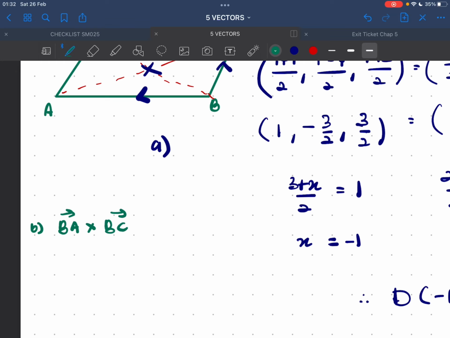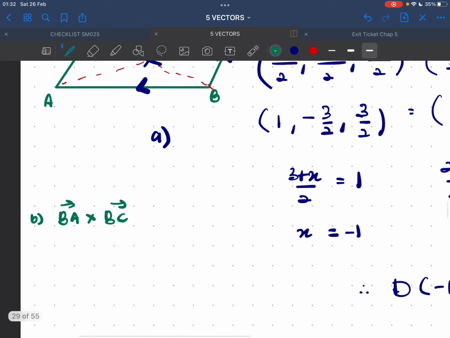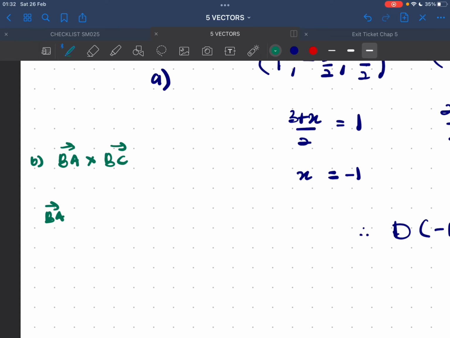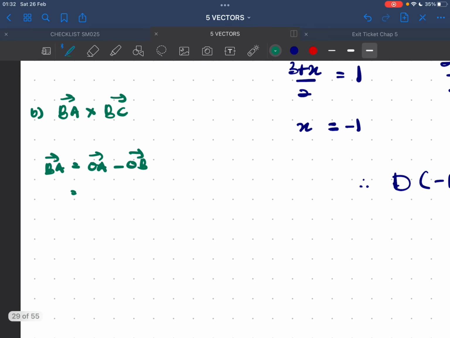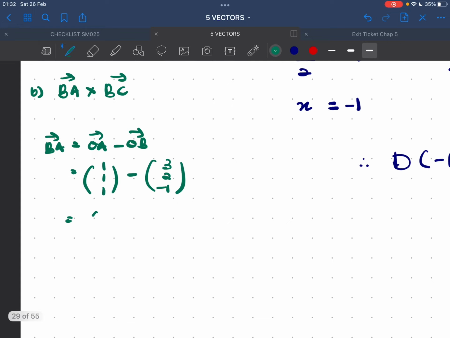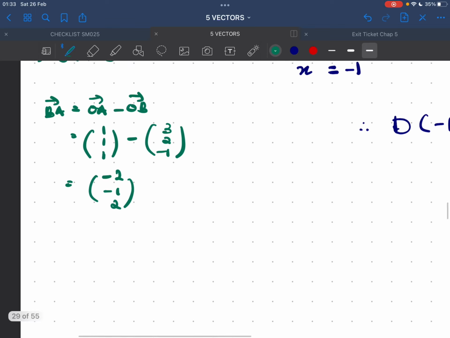But we don't have BA and BC, so you have to find the direction vector first. So let's find the direction vector of BA. Here we have OA minus OB, where A here is 1, 1, 1 and B is 3, 2, negative 1. So 1, 1, 1 minus 3, 2, negative 1. So here we have BA equals, 1 minus 3 we have negative 2, 1 minus 2 negative 1, 1 minus negative 1 we have 2. I hope I didn't make any mistake there.